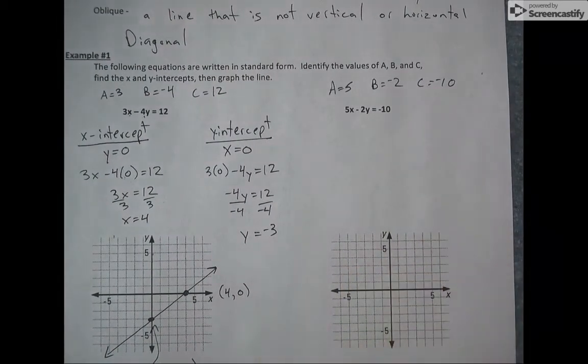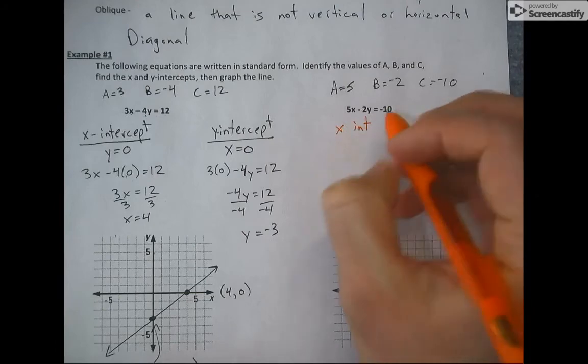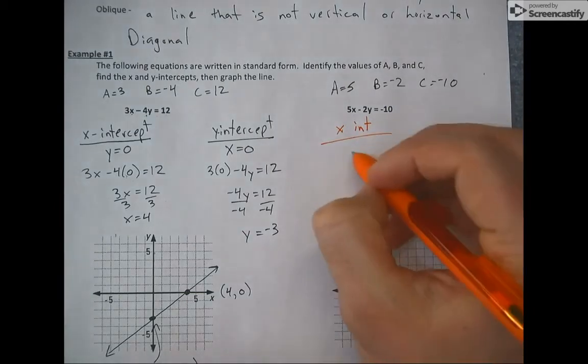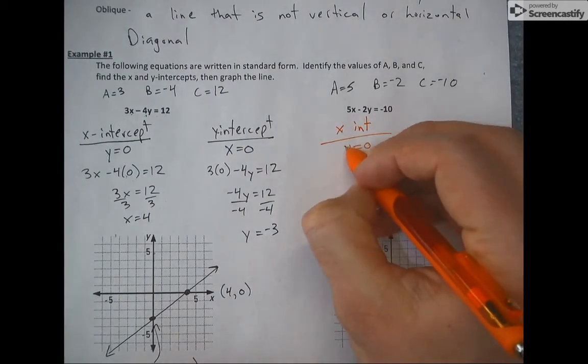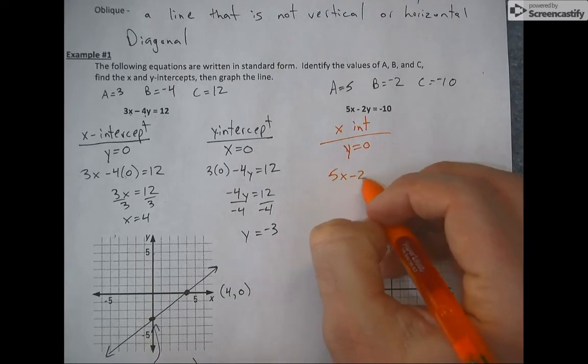Okay, so let's take a look at the second one. We're going to start by finding our x-intercept. So to do that, you got to find out what is x equal when y is 0. So I'm going to plug in 0 for y.